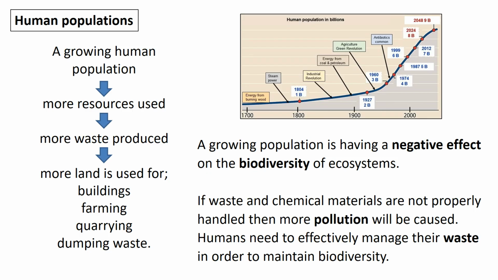And if we don't actually get rid of the waste that we produce when we are building on land and then living in those buildings, then we're going to cause pollution as a result. So humans need to not only effectively manage where they're building and why they're building, but also what they're going to do with the waste that is produced from any areas that they're going to use for building or farming and things.